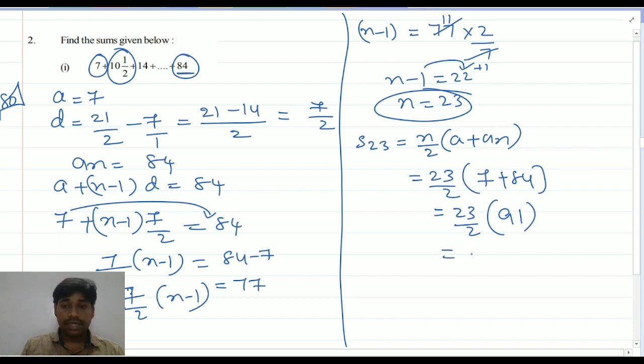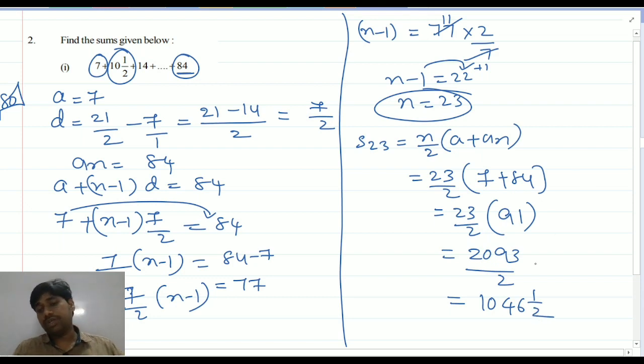If we multiply, we get 2093 by 2, which is nothing but 1046 and the remainder is 1 with divisor 2. So we will get 1046 and a half. Okay, my dear students, next question.